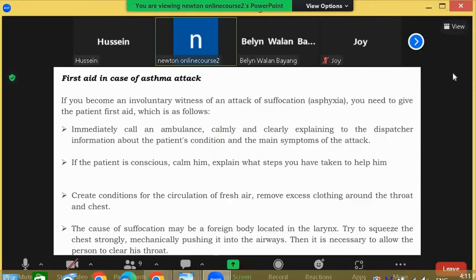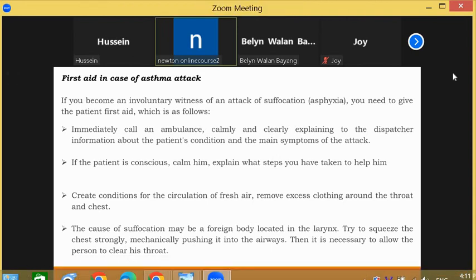Okay, the next one, you have to check that the patient is conscious. You have to calm the patient. Tell the patient nothing will happen, emergency people will come there. Next, make sure of the patient's airway, because the patient needs normal airway, that is fresh air. So if the person is wearing too much clothing, just remove it.